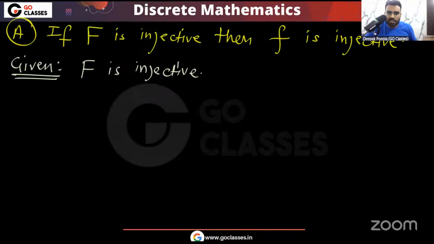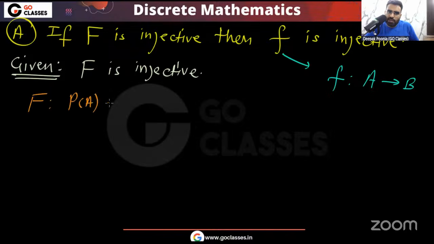First, understand what it actually means when it is given that capital F is injective. You already know that small f is from set A to set B, and capital F is from the power set of A to the power set of B. Now, when I say capital F is injective, it means that if you take any two elements of the power set of A, that is, any two subsets of A, then their images will be different if the elements are different. This is the definition here.